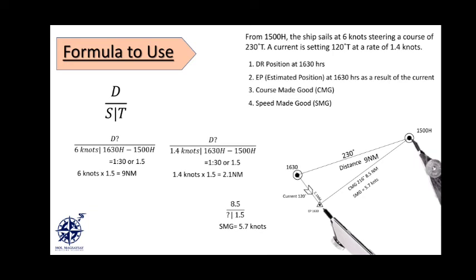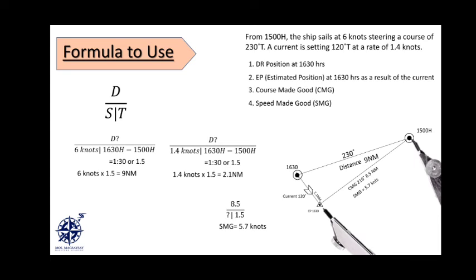Again, for our distance, the missing value over 1.4 knots, multiplied by 1630s minus 1500s. This is also a given, and the total value is 1 hour 30 minutes or 1.5. Our 1.4 knots multiplied by the answer we got earlier, which is 1.5, and the answer is 2.1 nautical miles. And for the last one, we have a distance now.